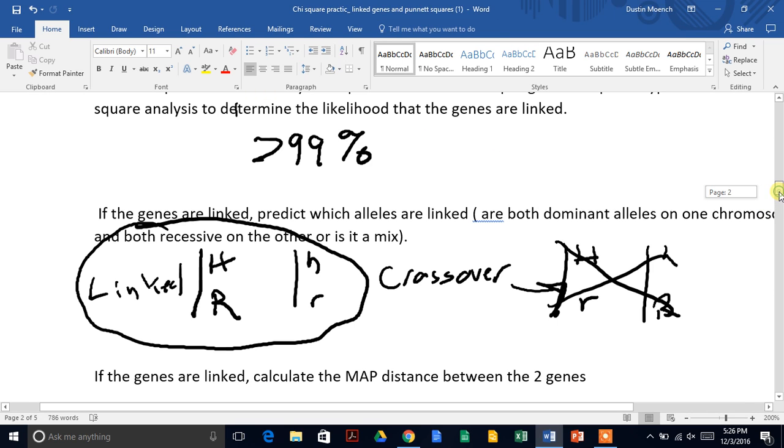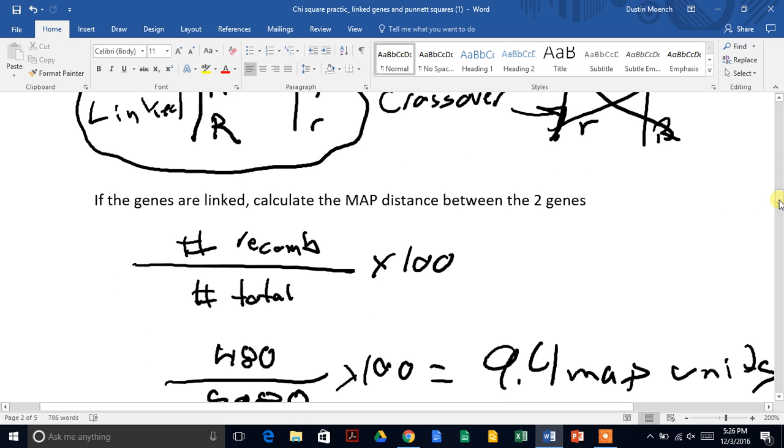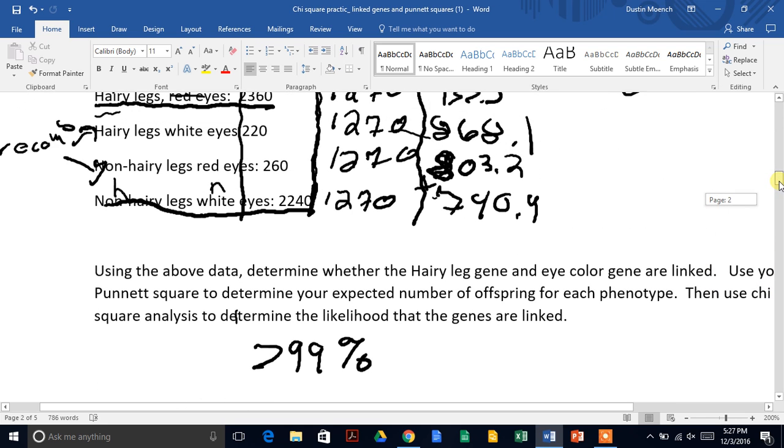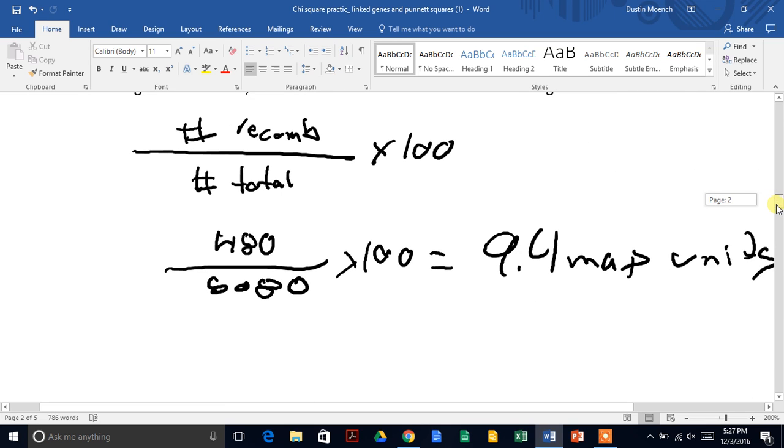Now we're going to figure out, since they're linked, what the distance between the two is. To do that, we're just going to do the number of recombinants divided by the total number, times 100. So the number of recombinants, those two middle, is 480, and the total of all of them is 5,080. So they are 9.4 map units apart, and that would be our answer.